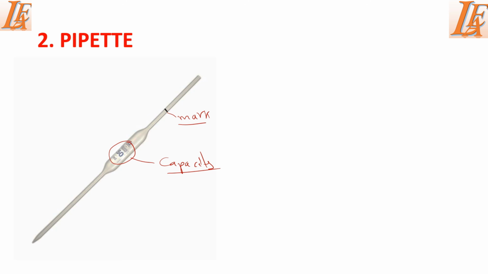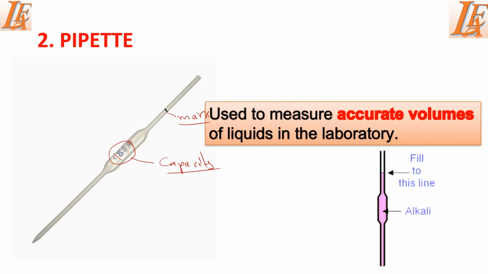This mark we have here shows where the liquid should reach, and when the liquid is at that point, then its volume or its capacity is equal to the one written on the side of the pipette. Like in this case, the capacity of this pipette up to that mark is 50 milliliters. So this pipette is used to measure accurate or fixed volumes of liquids in the laboratory. Just like a burette, this one also is used to measure accurate and fixed volumes of the liquid in the lab.